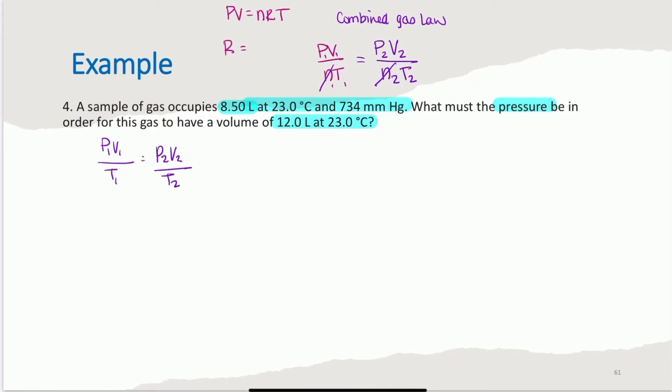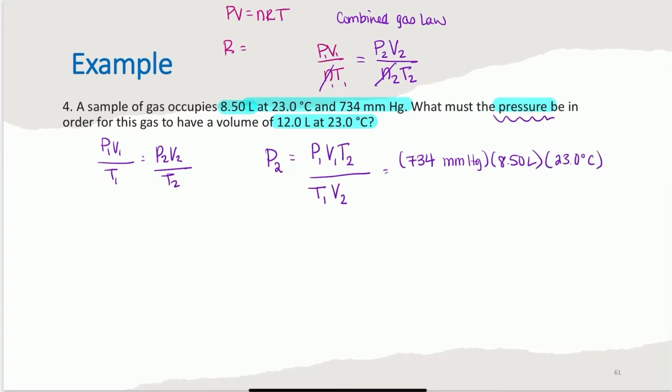My volume is in liters in both. My temperature is in degrees Celsius in both, and I'm trying to find pressure. Now, you can go ahead and convert everything to your proper units, but because a lot of things are going to cancel, I'm not going to have to. My pressure is going to be equal to my first pressure times my first volume times my second temperature, divided by my T1 times V2. First pressure, 734 millimeters of mercury. It doesn't specify what unit my pressure needs to be, so I'm going to leave it in millimeters of mercury. V1, 8.50 liters. And temperature, 23.0 degrees C.